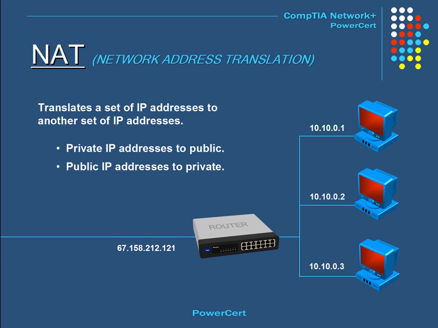So for example, here we have a private network, and it's using a set of private IP addresses internally. Over here we have the router with its public IP address. And this router is running the NAT service. If a computer in this network wanted to communicate over the internet, it needs to translate its private IP address to the internet's public IP address. And this goes both ways. If a computer on the internet wants to communicate with a computer on this private network, then the public IP address needs to be translated to the private IP address for that computer.